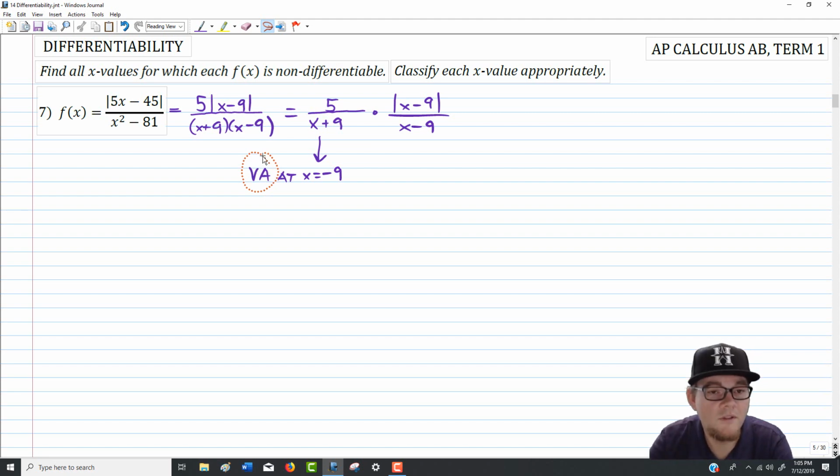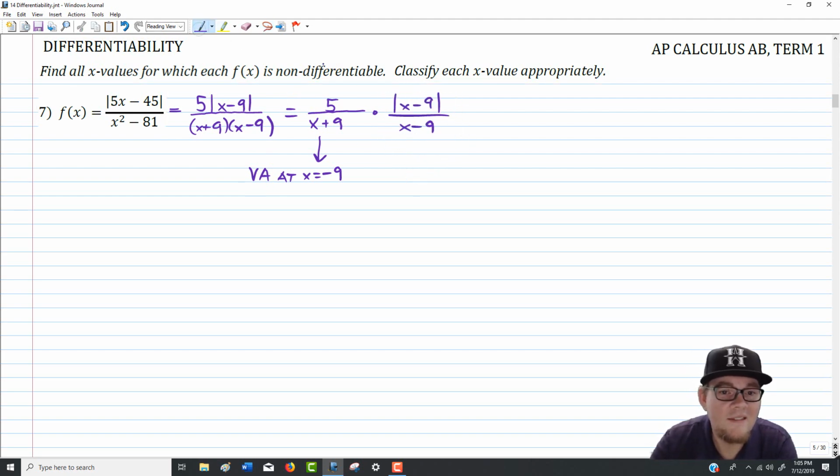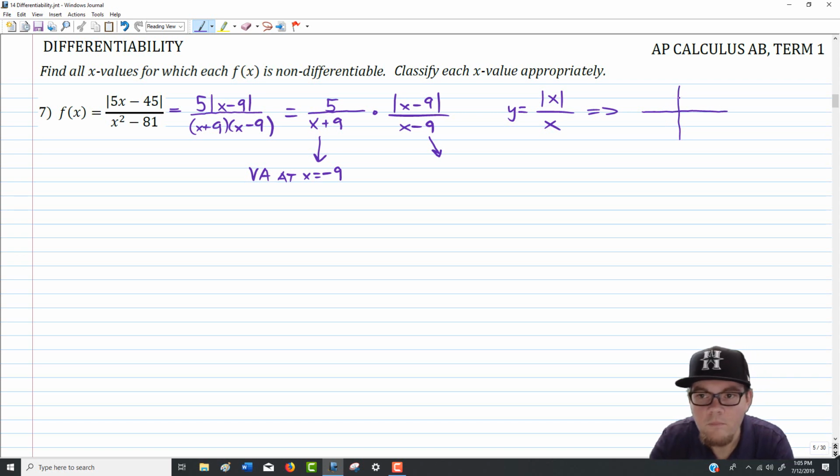The other issue, though, is this guy on the side, the absolute value of x minus 9 over x minus 9. Now, this is not a new beast for us. We have run into this type of function before. If you'll recall, the function absolute value of x over x is actually going to appear to be what I typically call the natural jump. When x values are positive, this is positive 1. When x values are negative, this is negative 1.